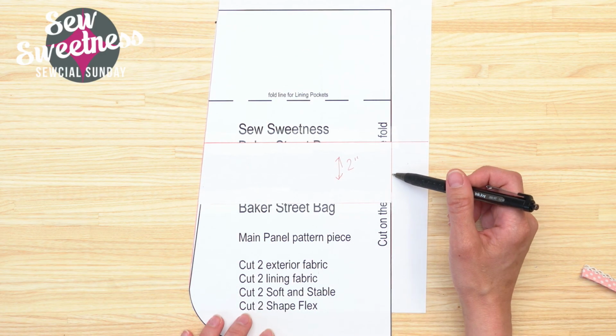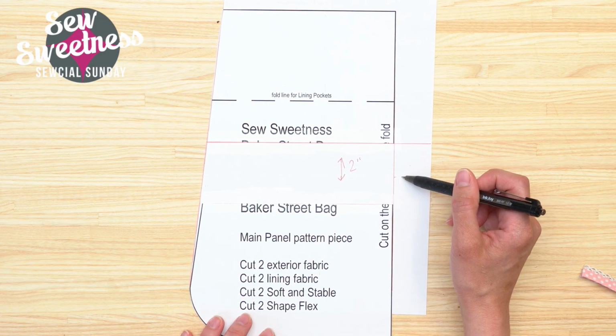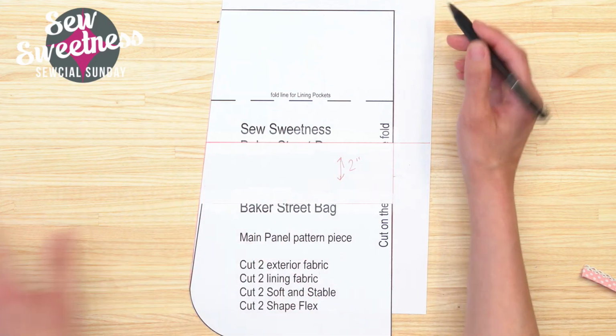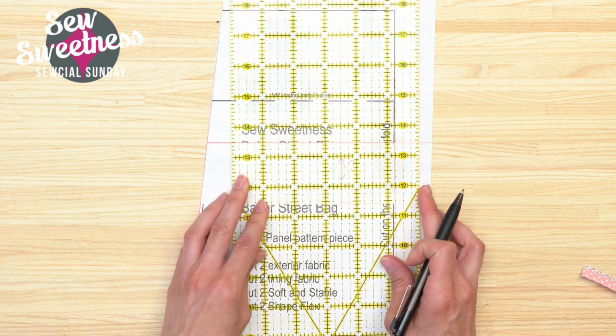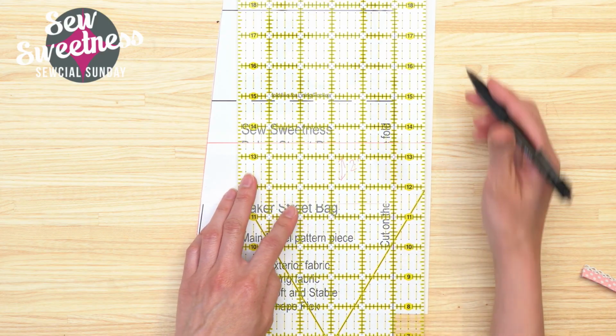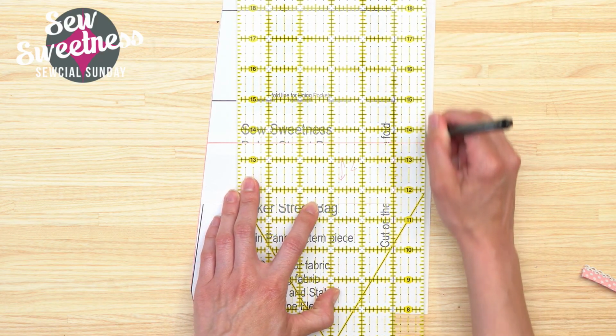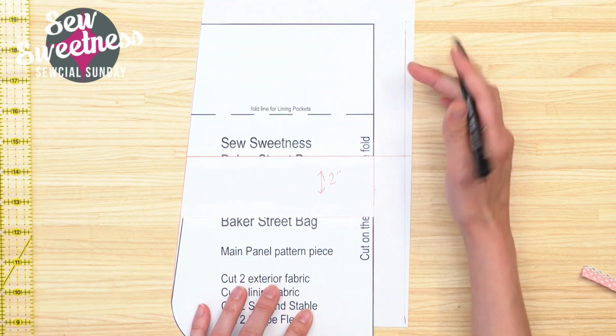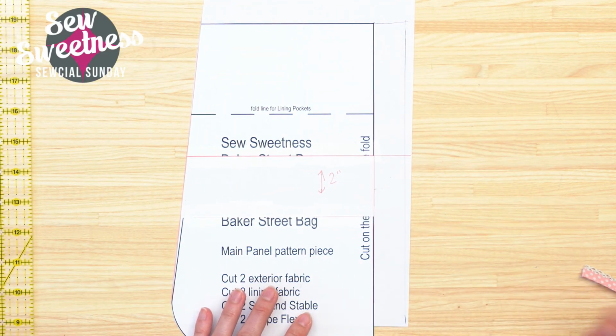Also, like I mentioned, if it's a cut on the fold situation, you can just add half of your increase to the cut on the fold. So for a 2-inch increase, I would just add 1 inch. My paper's not quite big enough for the whole piece, but it would just be this extra section over here. Thank you, Danny.